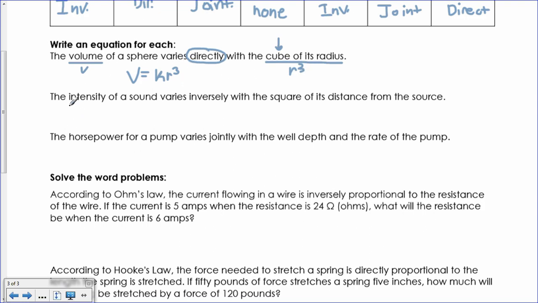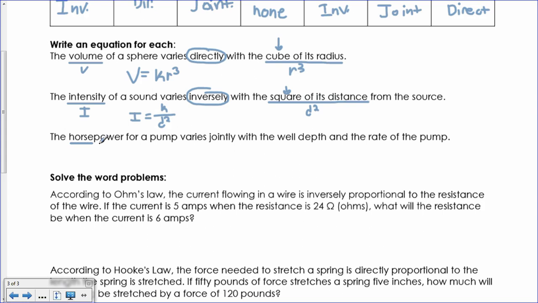All right, this next one says the intensity of a sound varies inversely with the square of its distance from the source. So the intensity I can represent with an I. The inversely tells me I'm going to have division here because that's what the skeleton equation looks like. And then the other variable is distance, but it's talking about the square of the distance. So I would have d squared. All right. So if I'm going to do the inverse, I would have I is equal to k divided by d squared. Again, you need to remember that inverse looks like this while direct looks like that, and just put the variables in the correct position.